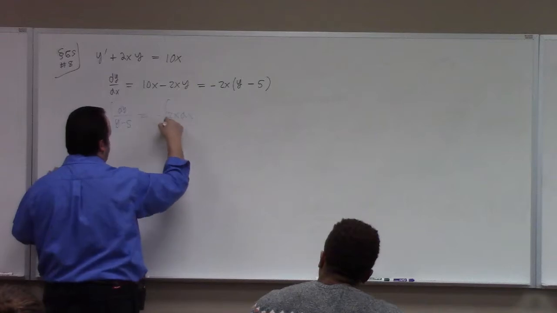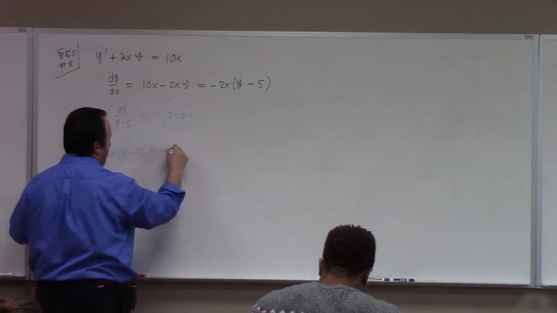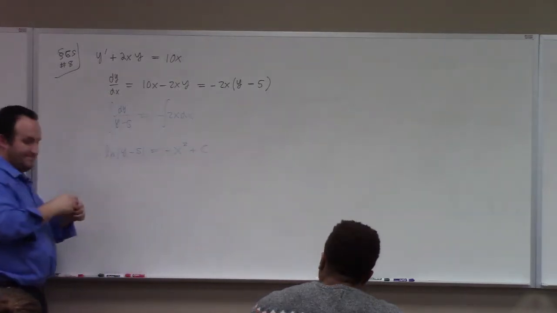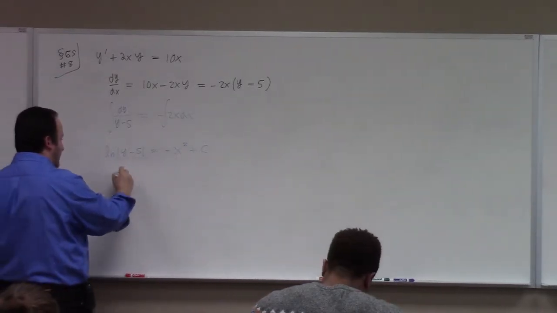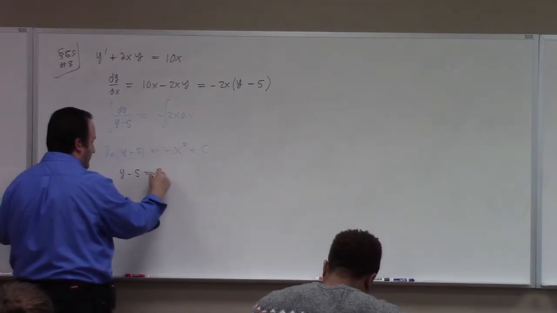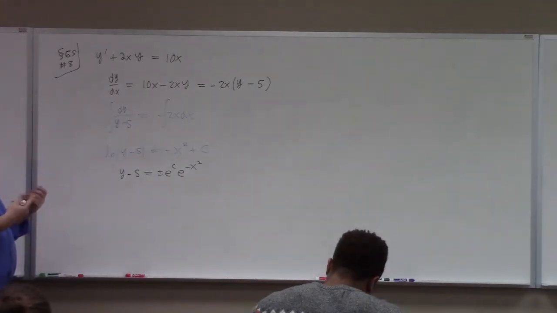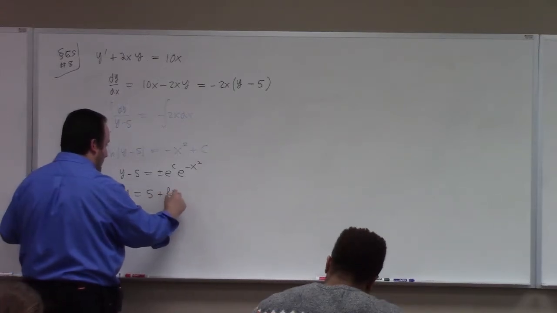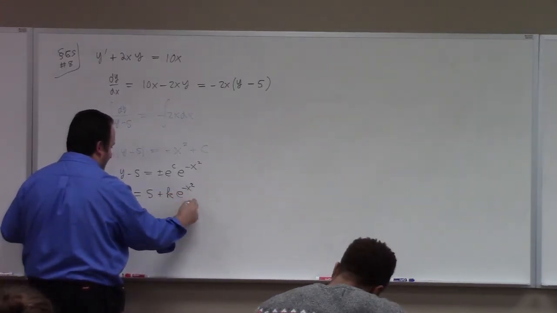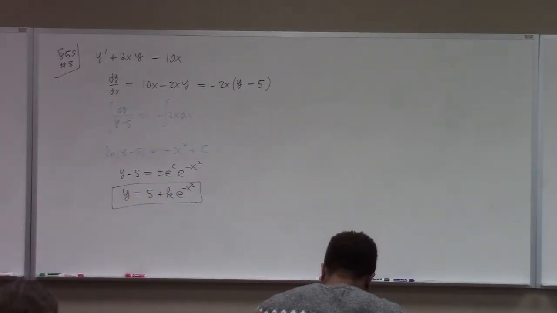Integrate both sides, what do we get? Natural log the absolute value of y minus 5 equals minus x squared plus a constant. And so that gives us that y minus 5 is equal to plus or minus e to the c times e to the minus x squared by the usual algebra, which gives me the solution y is equal to 5 plus a constant k times e to the minus x squared. So I don't think the integrating factor technique is necessary here, so I would shy away from it.